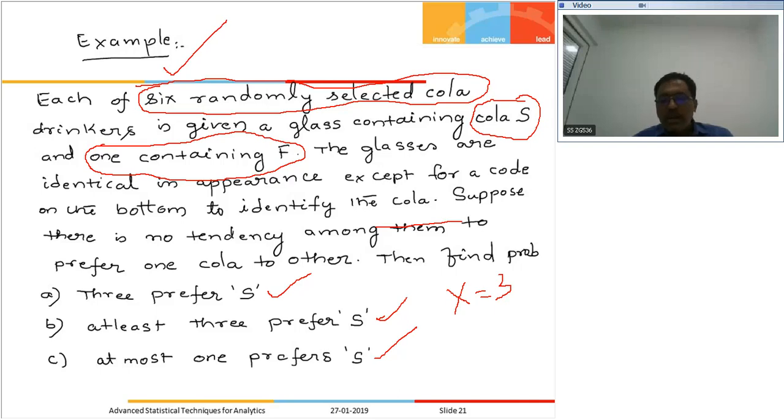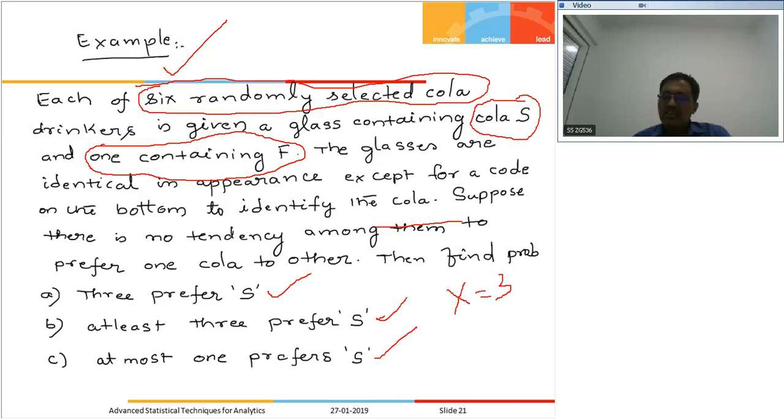What is another parameter we need? p, right? What is p here? Can you guess? What does p stand for here? The probability of getting a glass containing cola S. What is that value? Any guess?